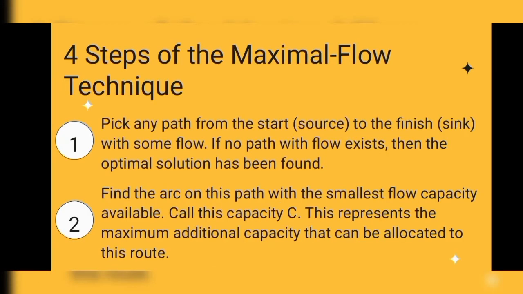To use the maximum flow technique, we have to follow these 4 steps. First step is to pick any path from the start, which is the source, to the finish, also known as the sink, with some flow. If no path with flow exists, then the optimal solution has been found. The second step is to find the arc on this path with the smallest flow capacity available. We can call this capacity C. This represents the maximum additional capacity that can be allocated to this route.